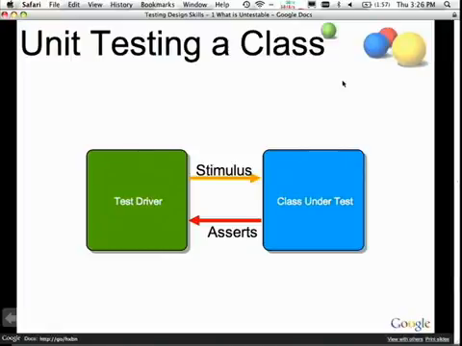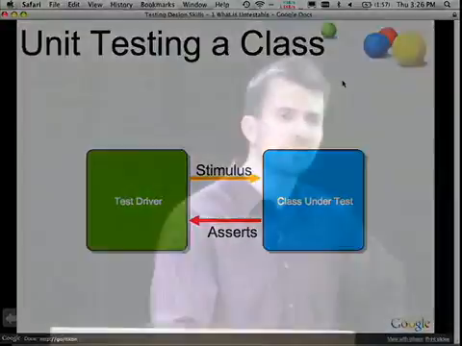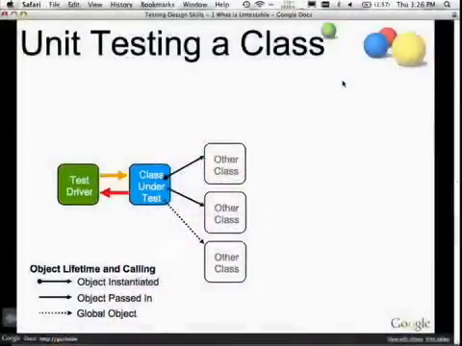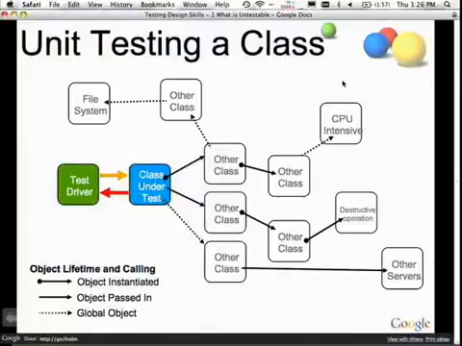Piece of cake? Easy? So, why are we having this discussion? Why is this so hard? What's the problem with this model right here? Things often have dependencies. Exactly. So the reality of it is that the class under test usually has these other classes it depends on. And guess what? Those things depend on other classes.